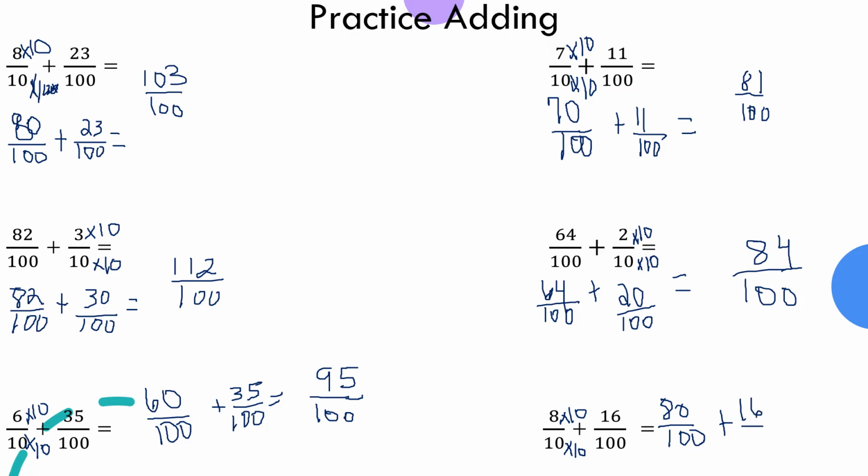Keep that 16 over 100, and now I'm ready to add. Denominator stays the same. All right, and then 80 plus 16, 0 plus 6, 8 plus 1. So 96 hundredths should have been your answer.